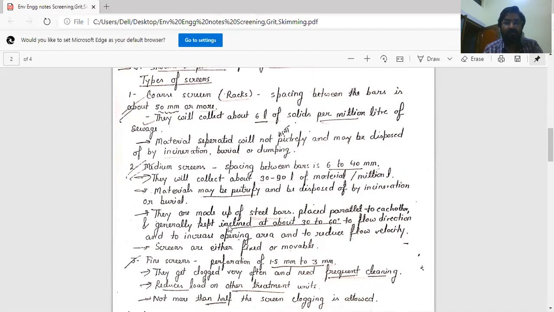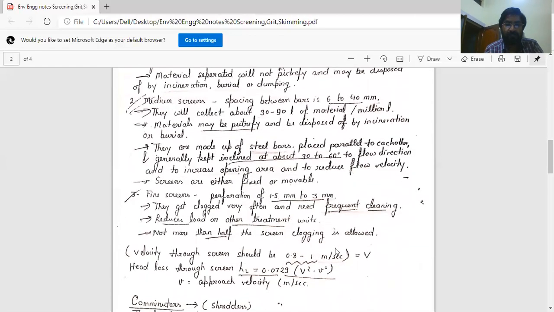They are made up of steel bars placed parallel to each other and generally kept inclined, not vertical, at about 30 to 60 degrees to the flow direction, to increase opening area and to reduce flow velocity. So this is the advantage of inclined bars of screen: increased opening area and reduced flow velocity. The screens are either fixed or movable.